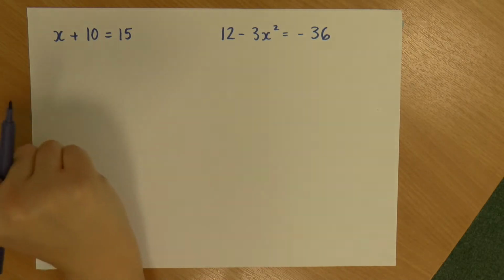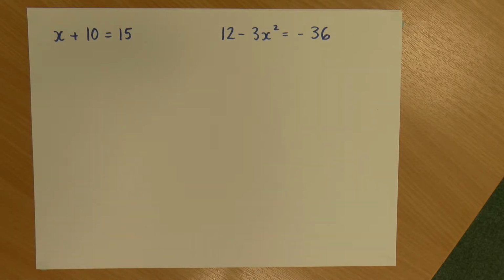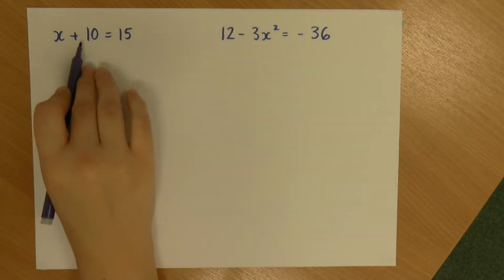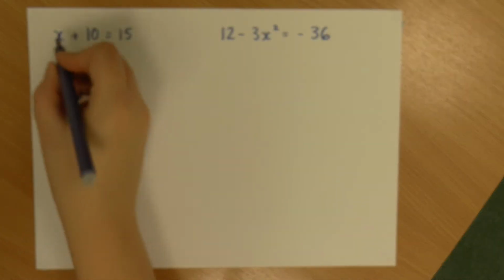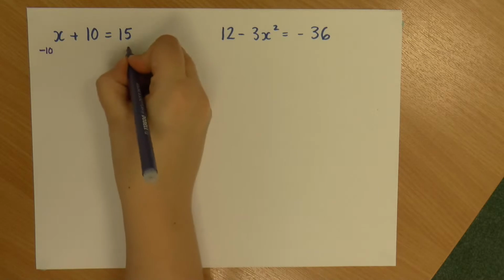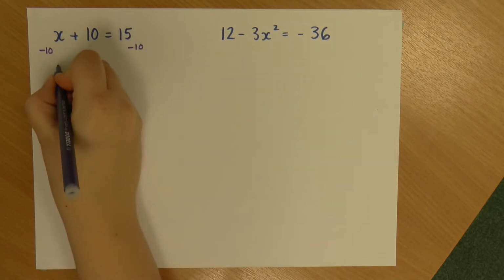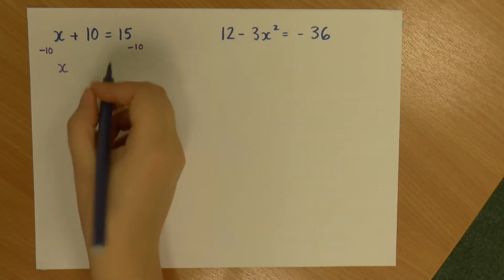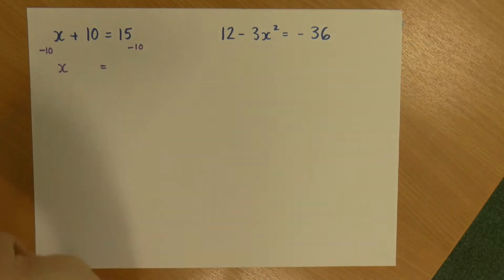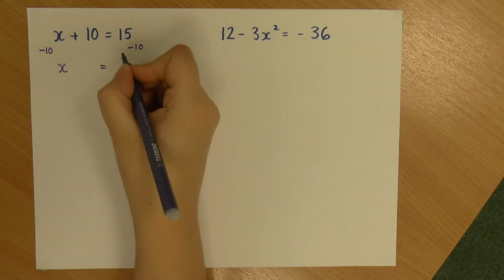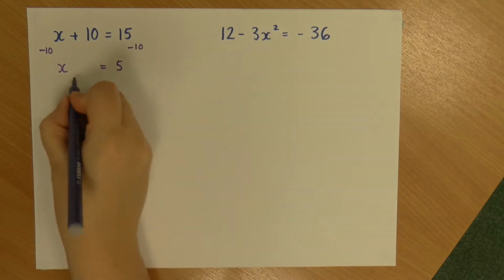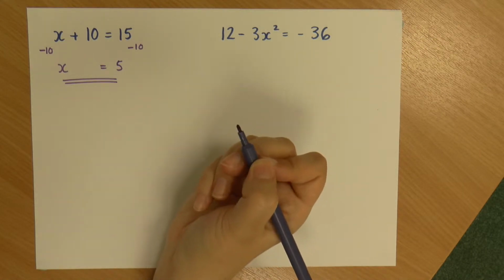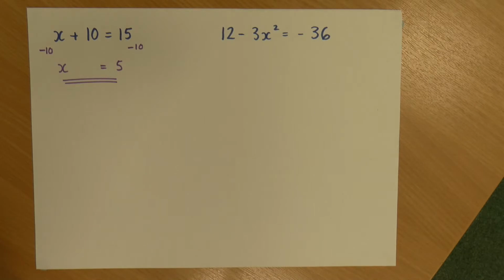So this one on the left is a simple one, so I just need to rearrange it to get x on its own. So I'm going to take away 10 from both sides, which leaves me with x on the left because I've got a plus 10 there, so I'm taking away 10. And on the right, I've got 15 minus 10, which is 5. And that's my answer. x is 5. I have solved for x, which means I've found out what x is.